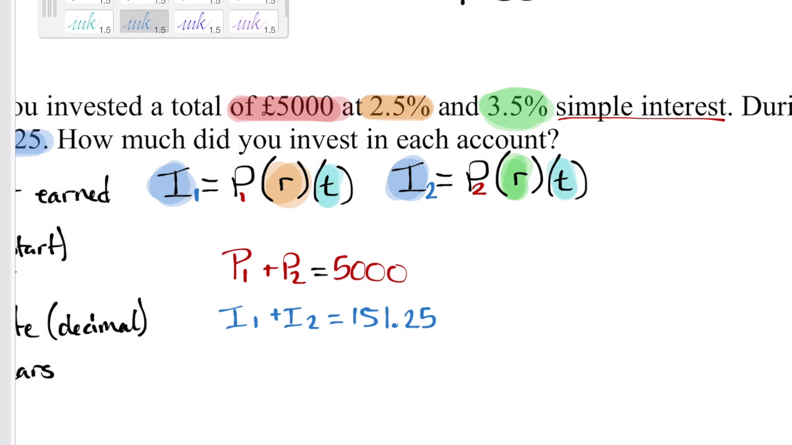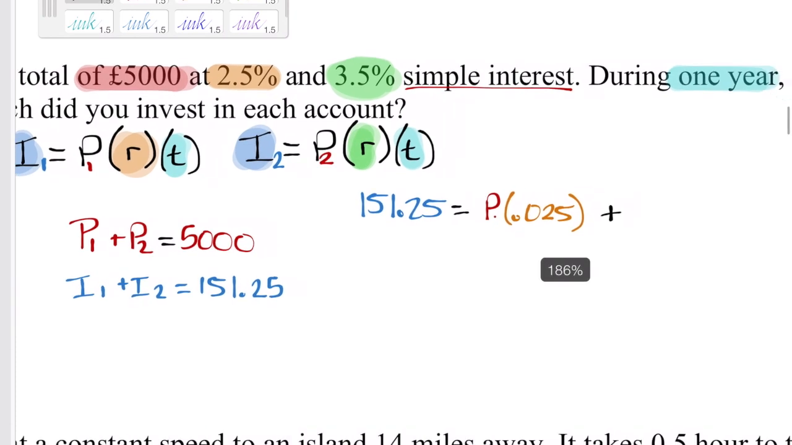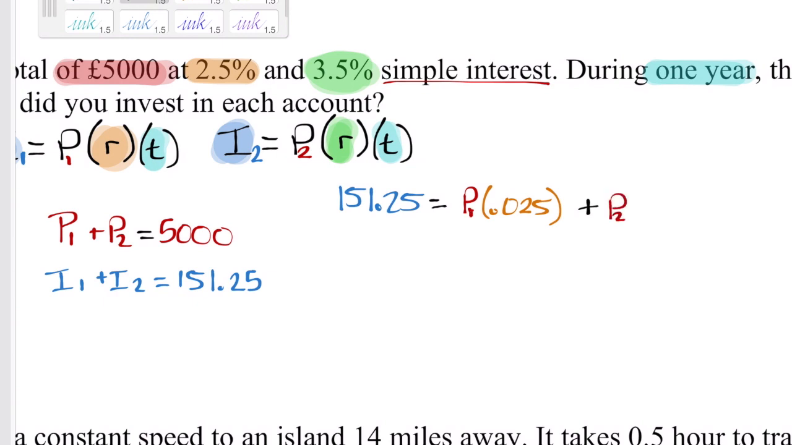One thing I want to do is get rid of some of my variables. I know that the two interests put together should equal that 151. So I'm going to set 151.25 equal to my two interest amounts. I have the principal amount 1, that rate was 0.025. We always use the decimal amount when we're doing this. And then the time was 1, so I don't necessarily need to have that written down. And then we're adding in the second principal amount, which had 0.035 as its interest rate. And so we're adding these two together.